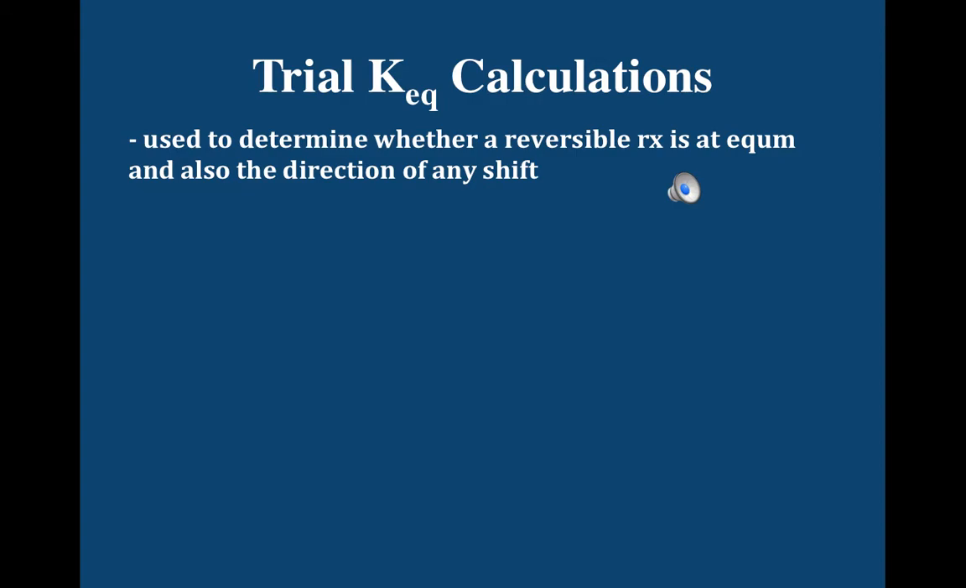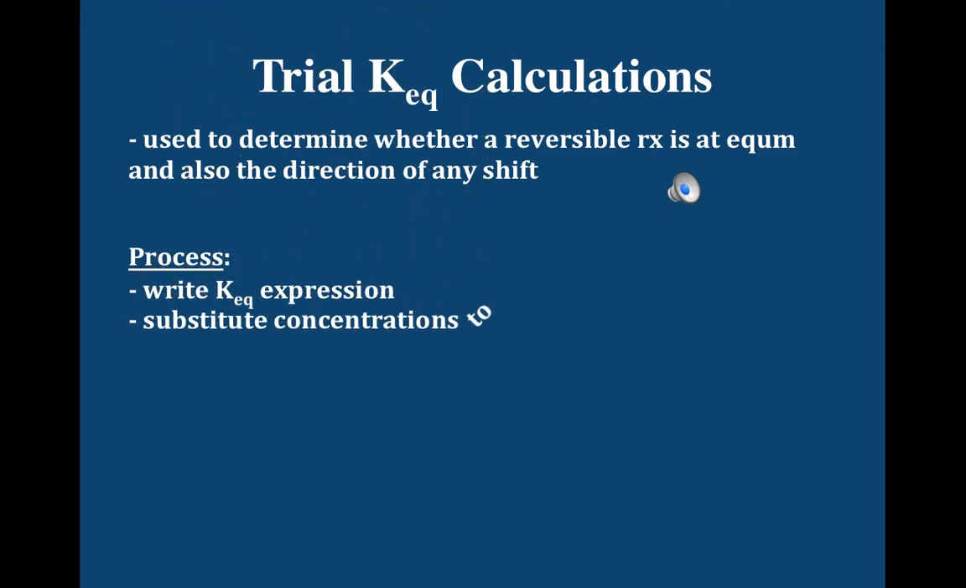So when you get a question where it seems to give you all the information, it gives you the concentration of every chemical plus a KEQ value, the good bet is it's a trial KEQ question. So your process is really easy. This is not going to be difficult at all. You start by writing the KEQ expression. Then you're going to substitute in all the concentrations that are given. And when you substitute them in, you will have figured out what's the trial KEQ.